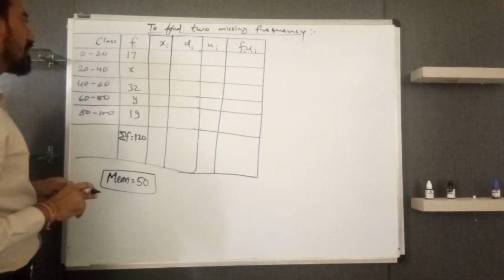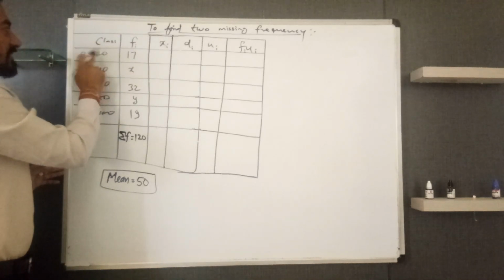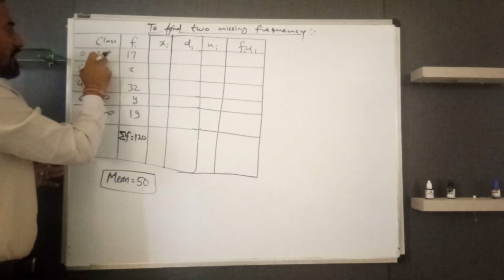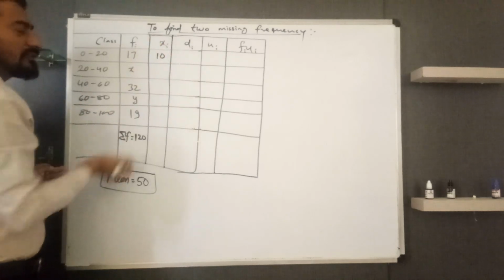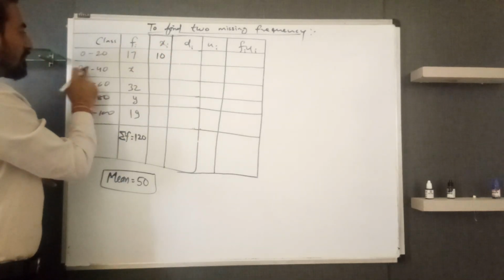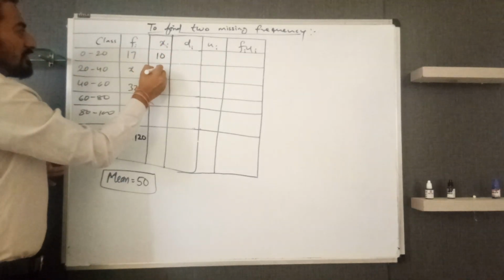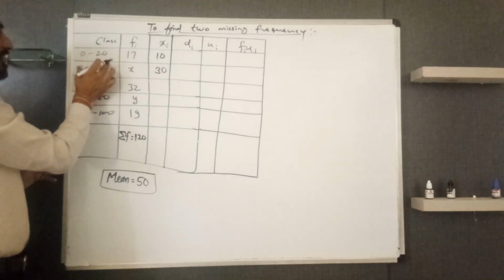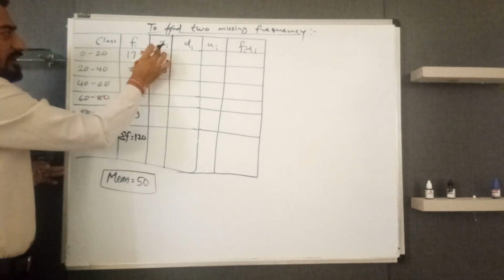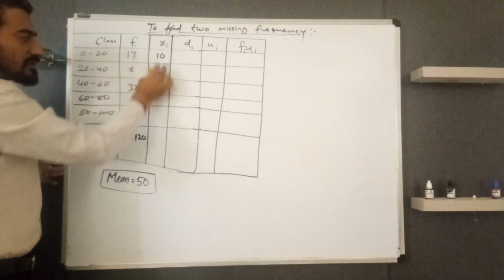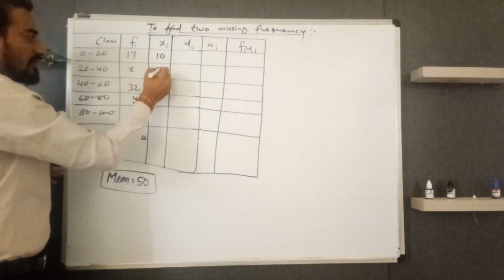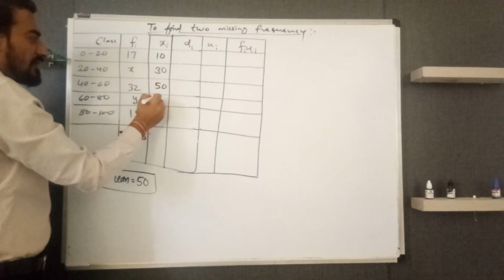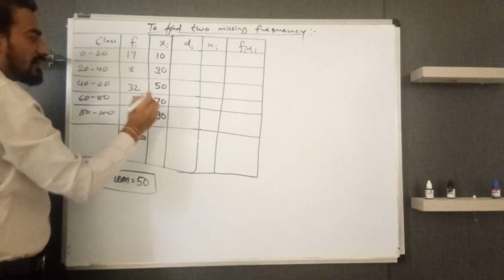Here, sum of limits by 2, so 0 plus 20, 20 by 2, what will we have? 10. 20 and 40, so here we will have 30. See, the class size is 20 and it is continuous. So directly you can add 20 to get successive class marks. So 30 plus 20, 50, plus 20, 70, plus 20, 90.